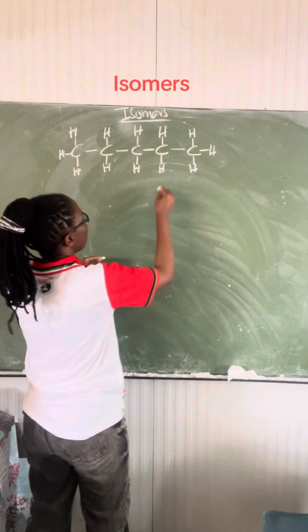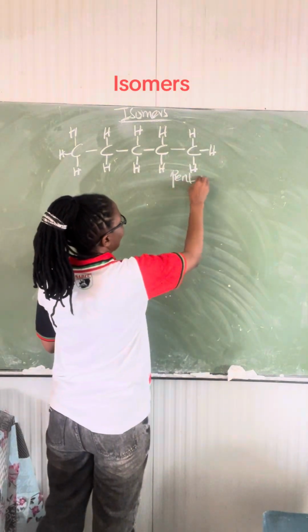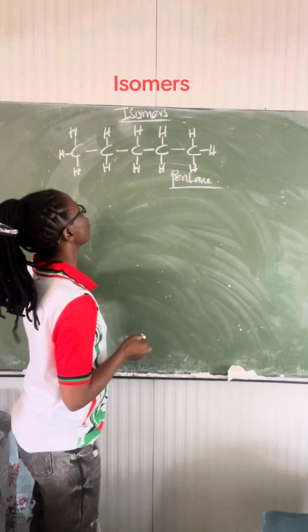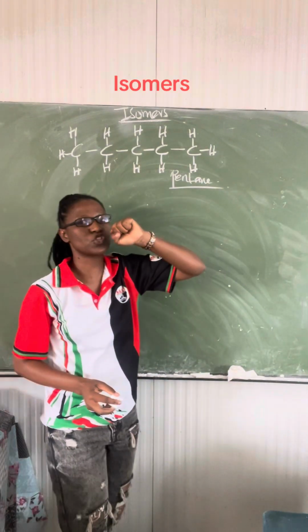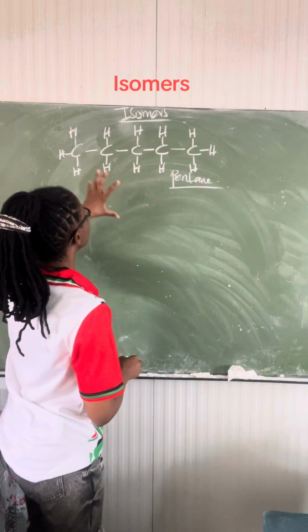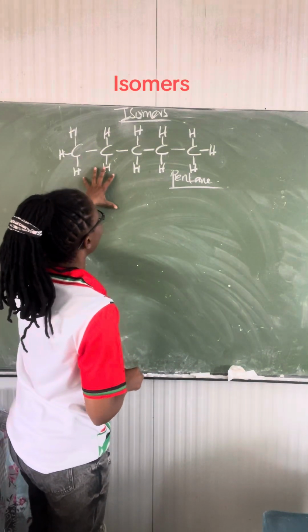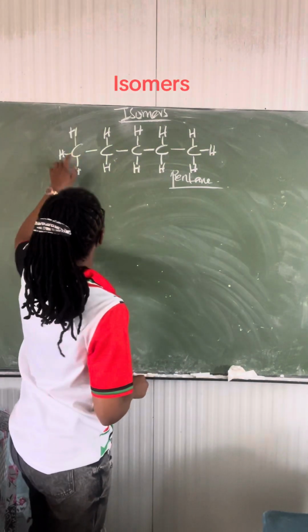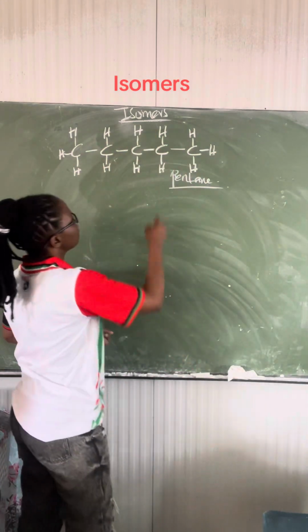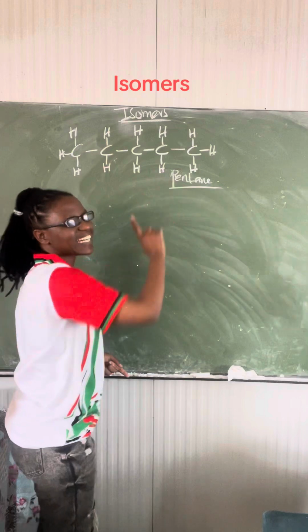The name of this compound is what? It's pentane. Since it's pentane, it means this compound consists of 5 carbons. And since there are 5 carbons, the number of hydrogens are 1, 2, 3, 4, 5, 6, 7, 8, 9, 10, 11, 12. So if we write this out, this is a structural formula.